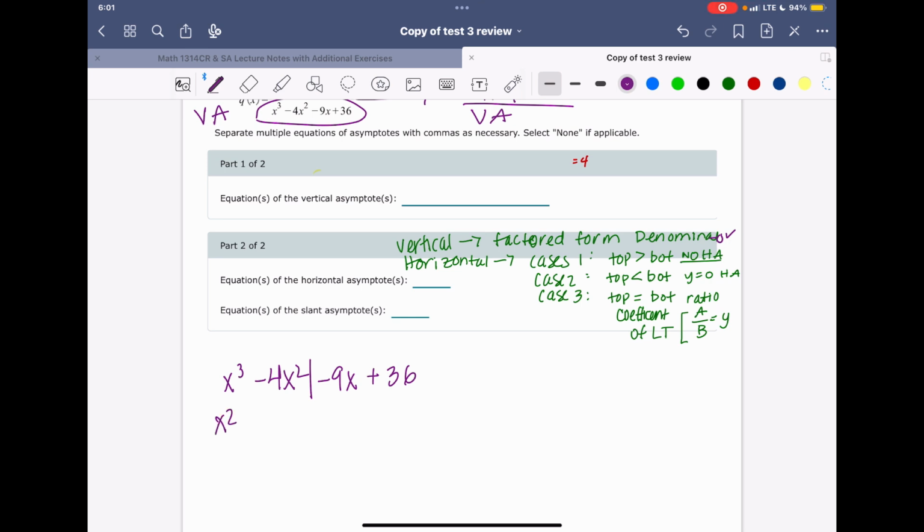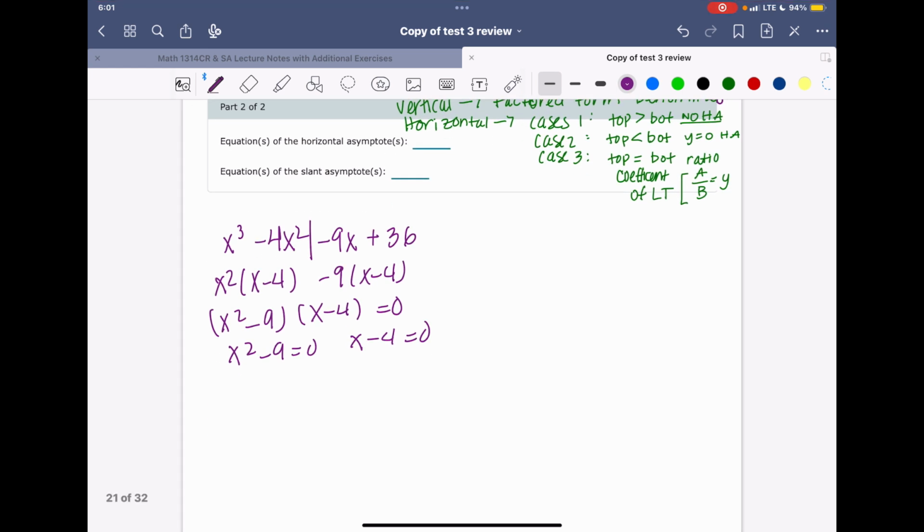I'm going to get x squared times x minus 4. The second half is going to be negative 9, x minus 4. So then I get x squared minus 9 times x minus 4 equals 0. X squared minus 9 equals 0. X minus 4 equals 0. So then y'all like to do conjugates. We're going to factor this. Sometimes we're going to do square root. It's the same thing. So conjugates, x minus 3, x plus 3 equals 0.